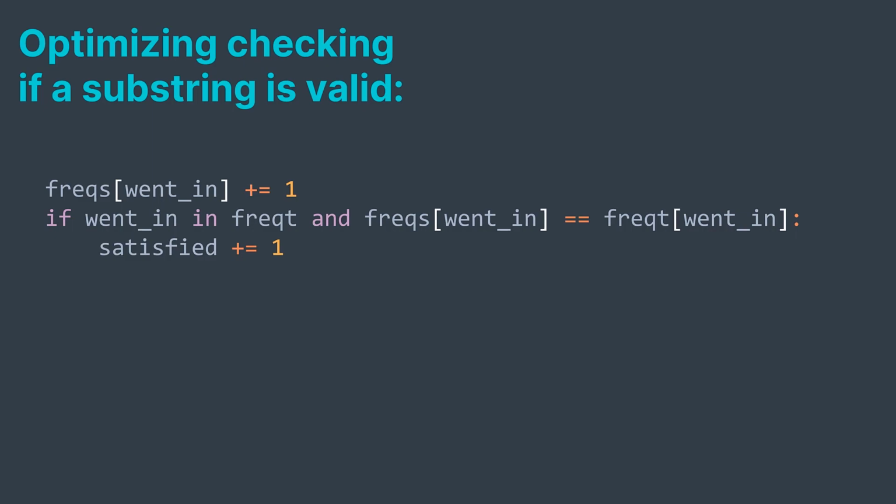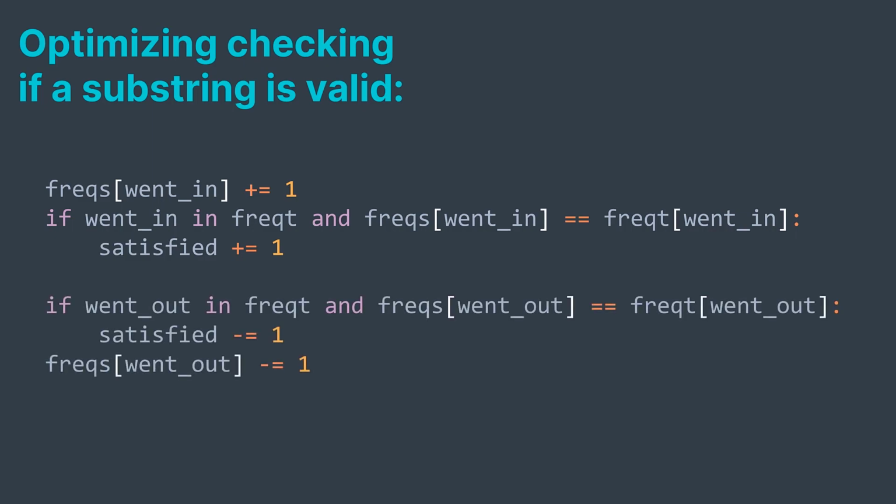And before decrementing the number of occurrences of the character that went out, if it's in frac t and frac s of went out is equal to frac t of went out, it means that we had enough occurrences of the character that went out, but after decrementing, we won't, because frac s of went out will be smaller than what's required. This is why we decrement satisfied. A condition that was satisfied before is not satisfied anymore. And we decrement fracs of went out obviously.